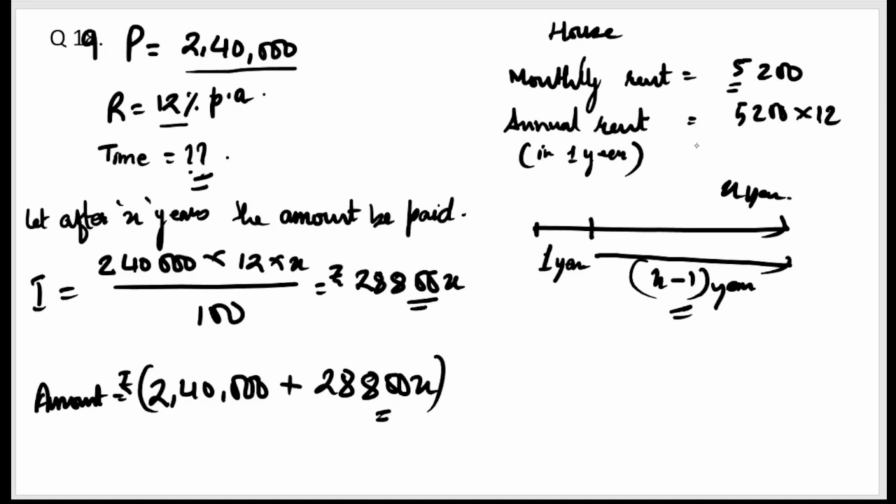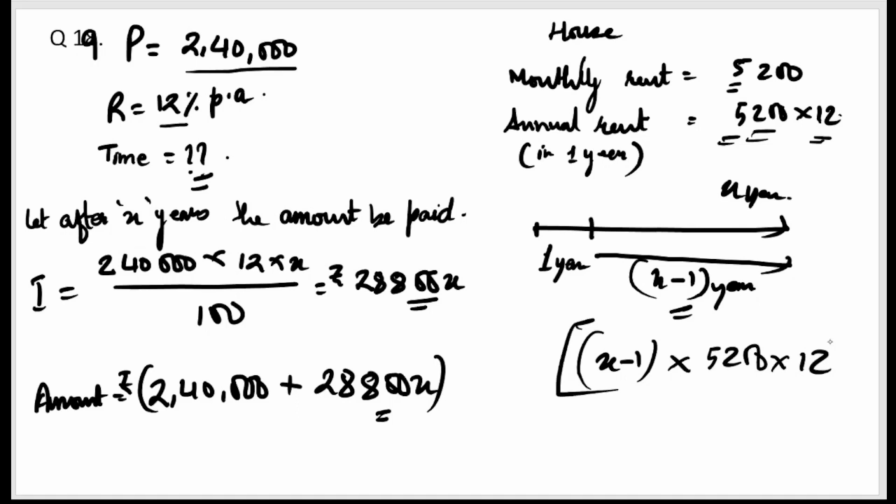Annual rent, how much rent is collected in 1 year? 5200 into 12 months, because in 1 year we have 12 months. So this is for 1 year. 1 वर्षमा यति पैसा उठ्छ भनेपछि x minus 1 year मा कति पैसा उठ्छ? x minus 1 into 5200 into 12, यति पैसा चाहिँ उठ्छ x minus 1 years मा. And जति पैसा उठ्यो यो that will be बराबर this amount.